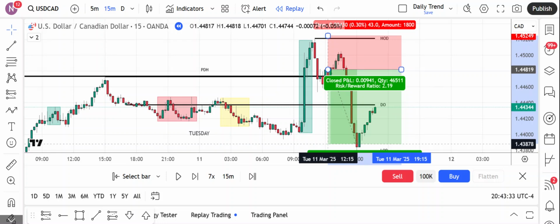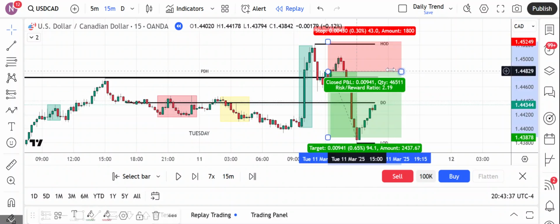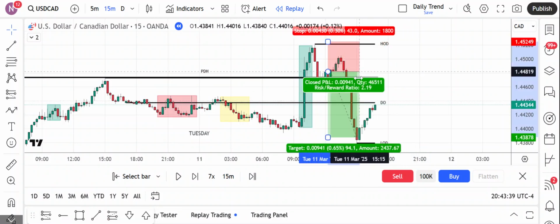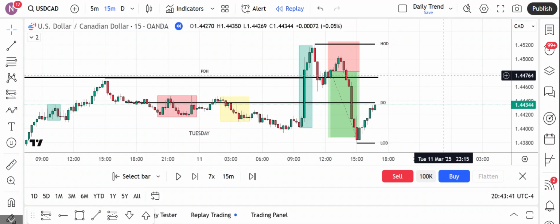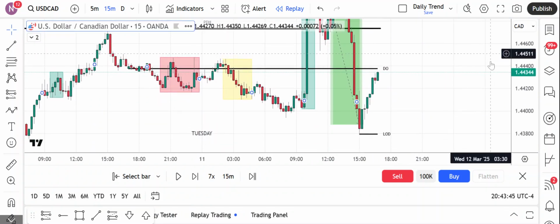Was that an 86 pip take profit? Always just go for 1 to 2, and it would have hit. So that's not, you see it very plainly here. But again, it all starts with having a daily bias and sticking to it, not changing it.